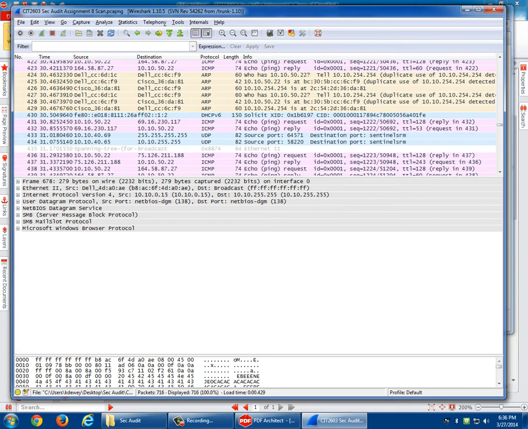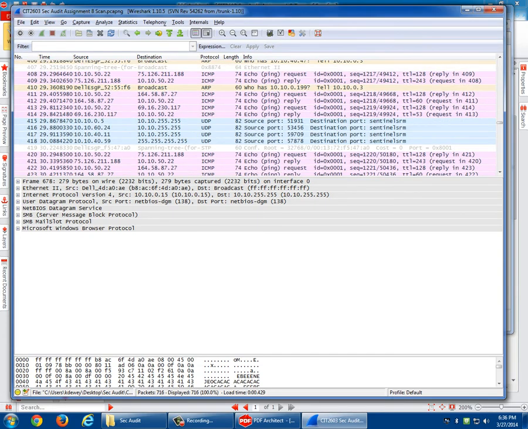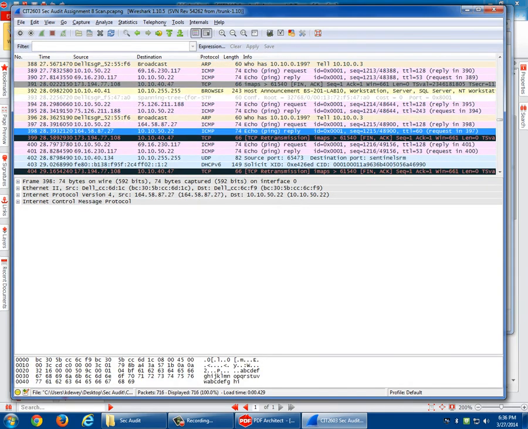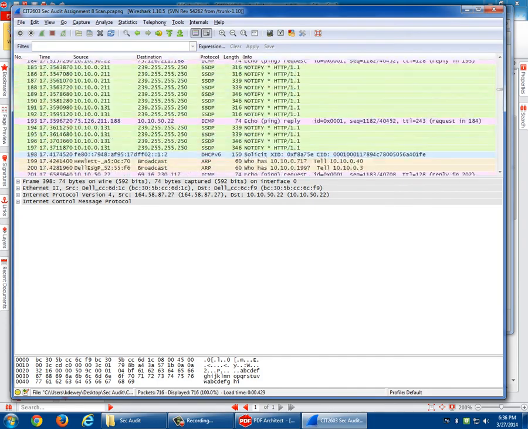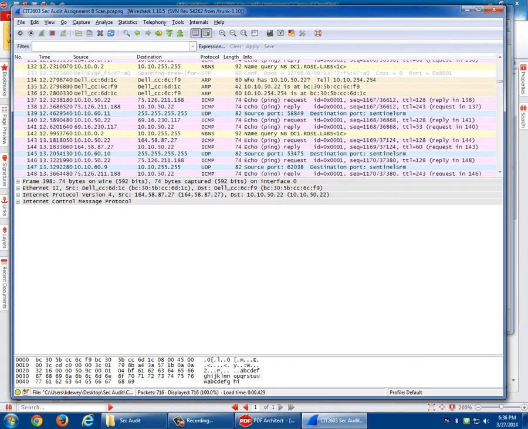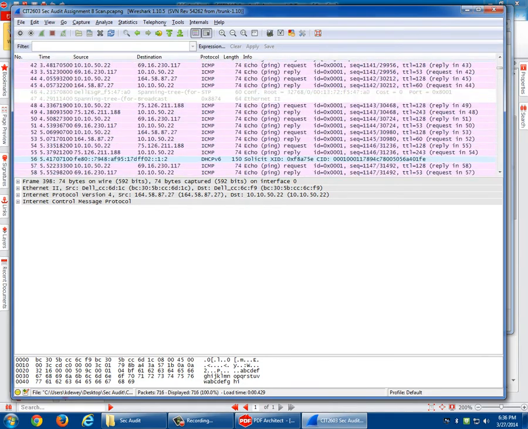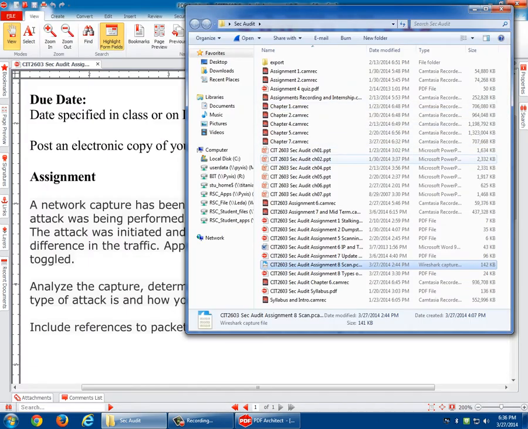Don't worry about any of the TCP or anything like that. There might be some random TCP in here, yeah, there's quite a few. But really the ICMP should be sufficient to determine what it is. They're all up there. All I want to know is what type of attack it was, what is that type of attack, and how you determined that.